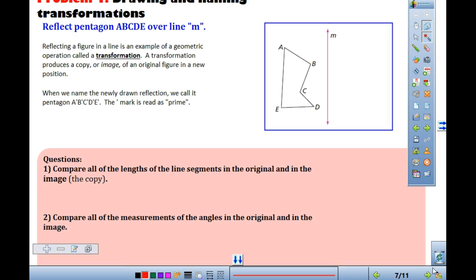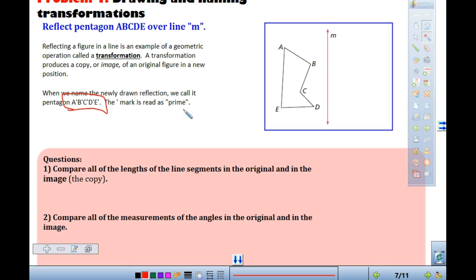So as you take a look at this next one, it says if we are going to reflect hexagon A, B, C, D over line M. Reflecting a figure over a line is a geometric operation called a transformation. You're transforming, copying the image of the original into the new position. When we name it, you're going to notice that we put these little tick marks, okay? That's for calling it prime. So we don't call it A tick mark, we call it A prime, B prime, C prime.